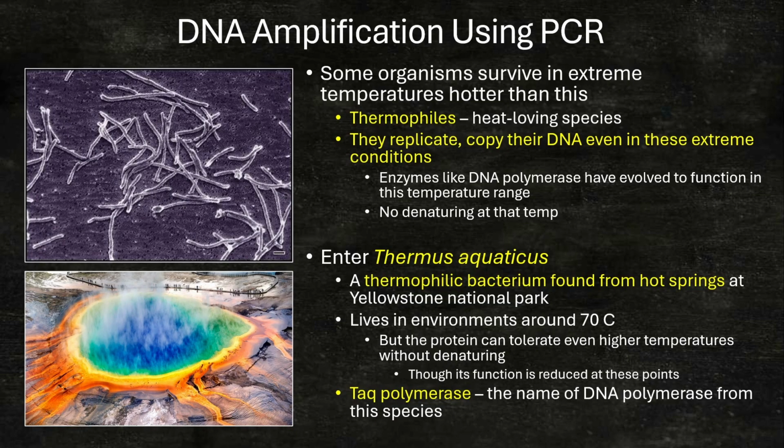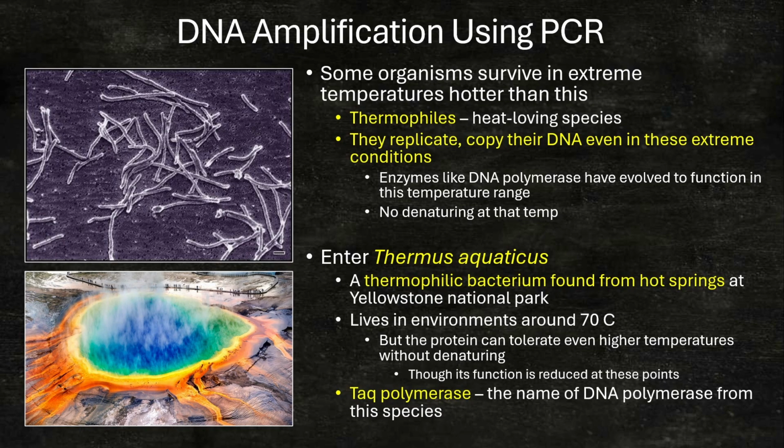Some organisms could survive in incredibly high temperatures, much hotter than the temperatures that we take things to in a PCR. Those thermophiles and hyperthermophiles, those heat-loving species, are a great group to look for to find a heat-tolerant DNA polymerase molecule. Now, these organisms can replicate and copy their DNA even under these extreme conditions. So their DNA polymerase enzymes are functional even at these high temperatures. They don't denature under those conditions.